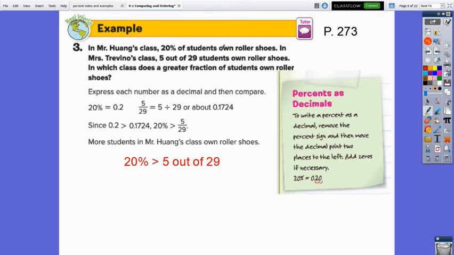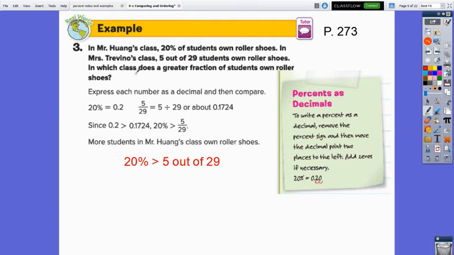Okay, so in Mr. Huang's class, 20% own roller shoes. And in Mrs. Trevino's class, 5 out of 29 students own roller shoes. This is a really old book, isn't it? Which class does a greater fraction of students own roller shoes? What's bigger, 20% of the class or 5 out of 29?